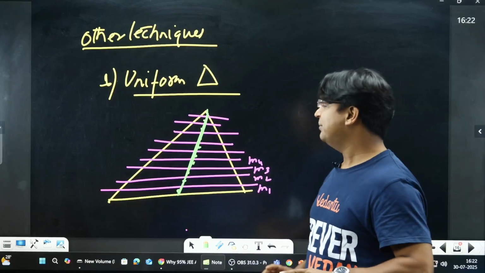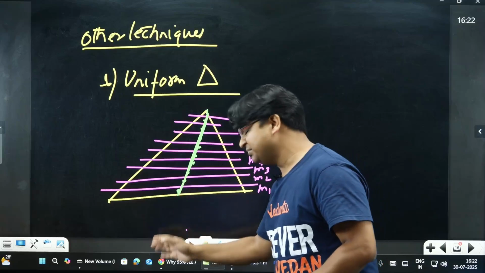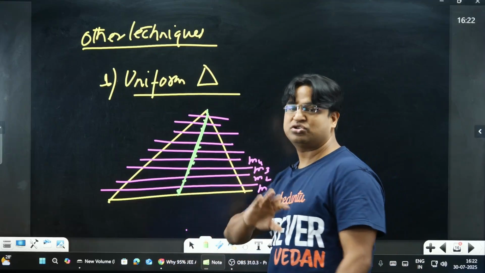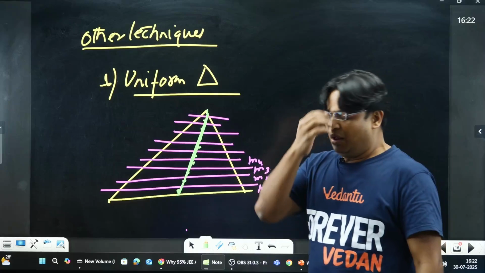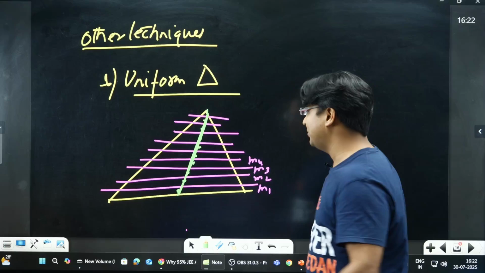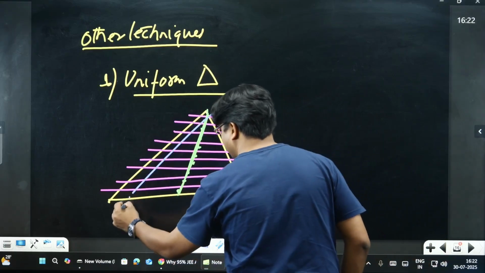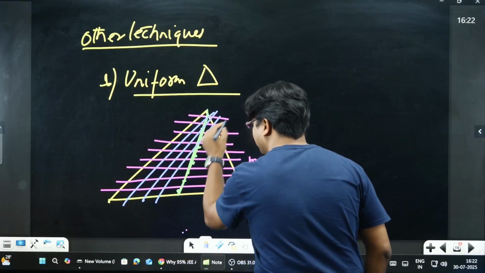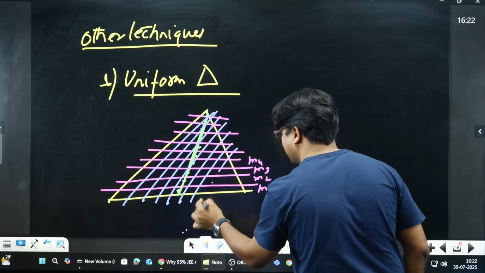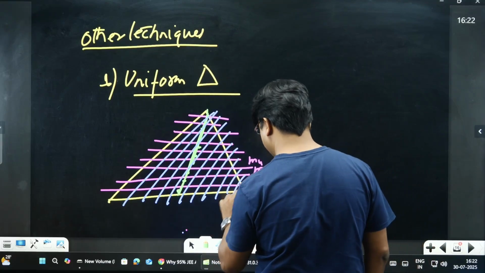Now, if we are able to prove that the center of mass will lie on this median, and this median is no special median, it is a general median. So by the same logic, by taking the strips in a different manner, like this, we should be able to prove that the center of mass must lie on another median, which passes through this.